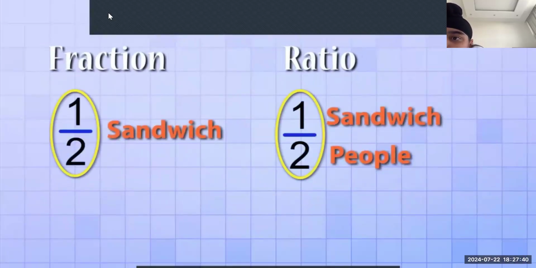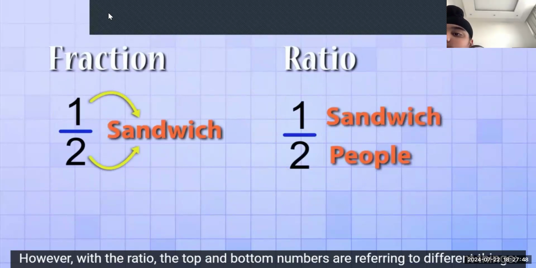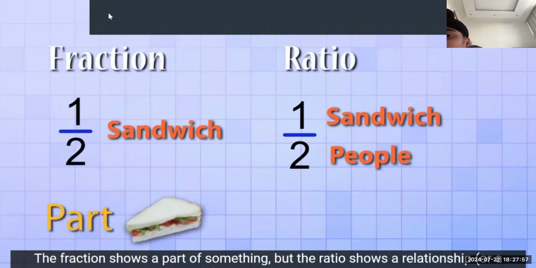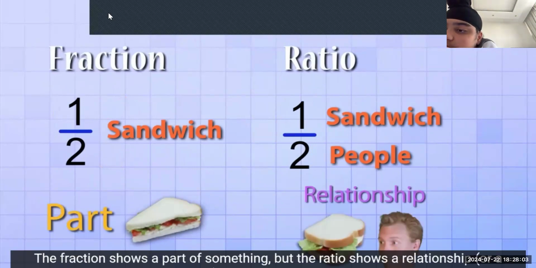The math part of each of them is the same. But with the fraction, both the top and bottom numbers are referring to the same thing, the sandwich. However, with the ratio, the top and bottom numbers are referring to different things, sandwiches and people. The fraction shows a part of something, but the ratio shows a relationship or a comparison between 2 different things.